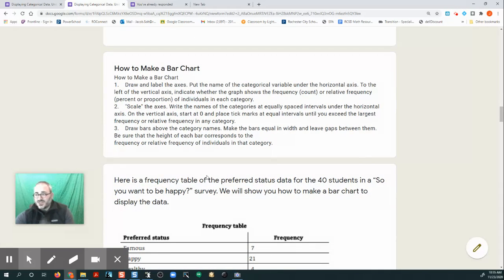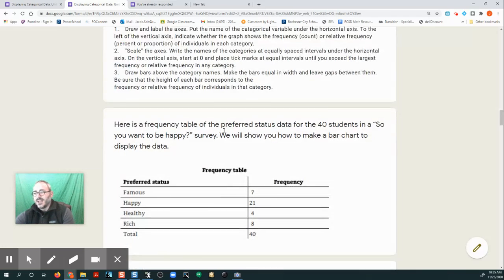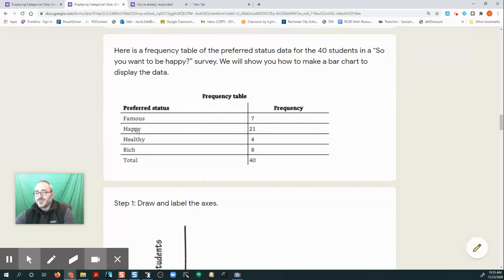So I'm going to give you instructions now on how to make a bar chart, because for day one we actually made our bar charts by hand. Step one is to draw and label the axes. Number two is scale the axes. And number three is draw the bars above the category names. So here's the frequency table. We're going to do a bar chart based on this right here. I'm going to show you how to do this.